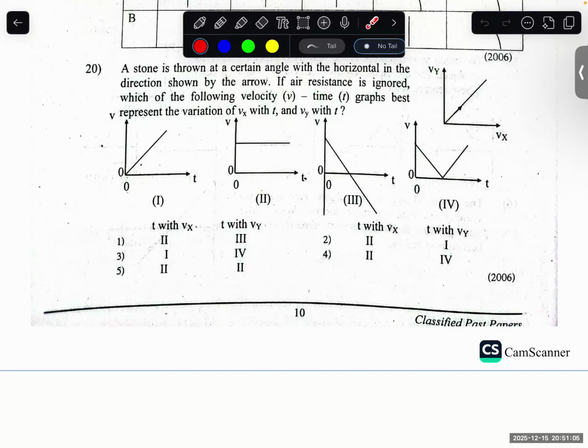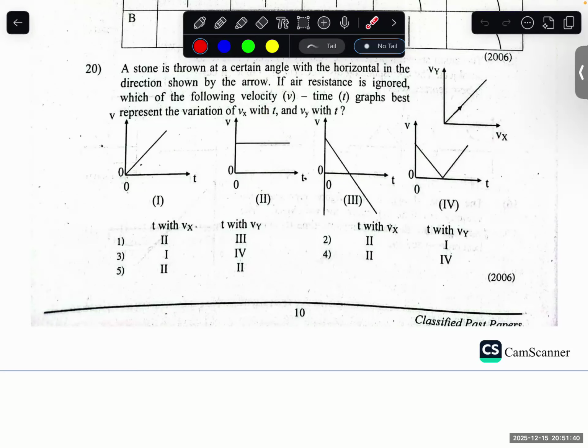Now, 20th one. A stone is thrown at a certain angle with the horizontal in the direction shown by the arrow, like this. If the air resistance is ignored, which of the following velocity-time graphs best represent the variation of Vx, the horizontal component of the velocity, with t, and Vy, the vertical component of the velocity, with time? Now, it's a projectile motion.